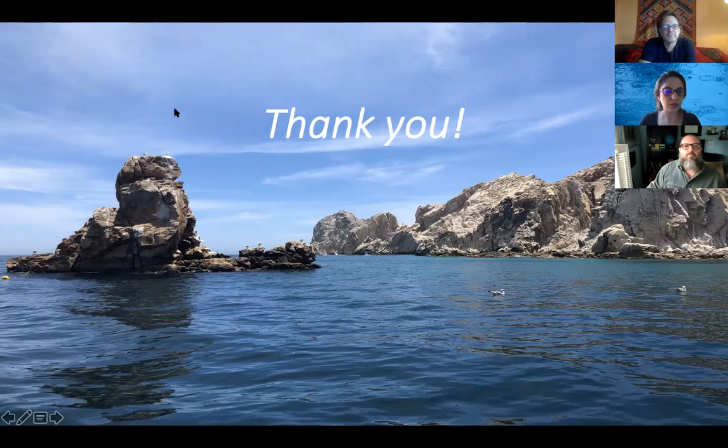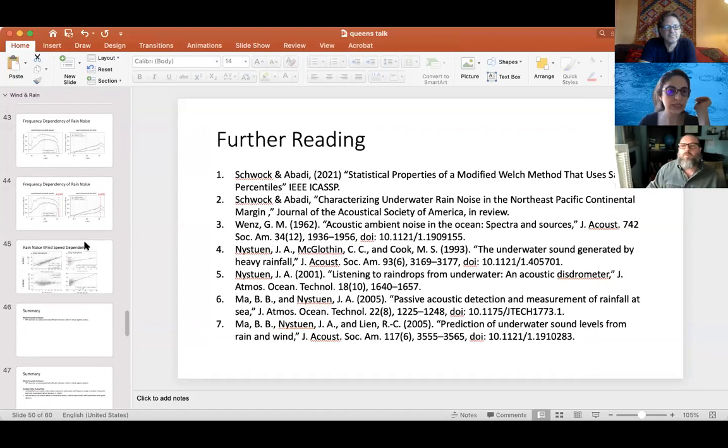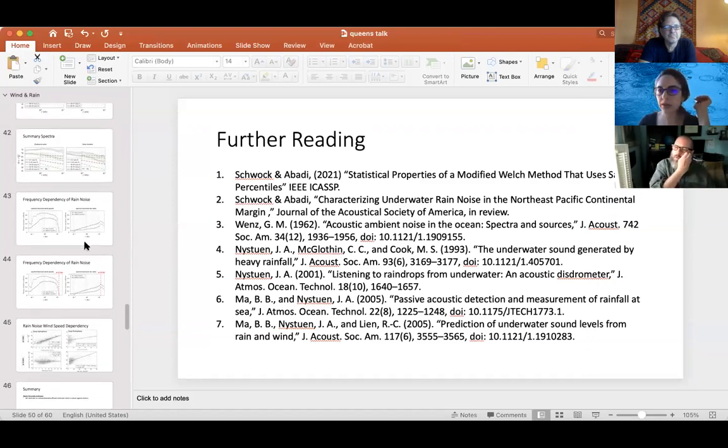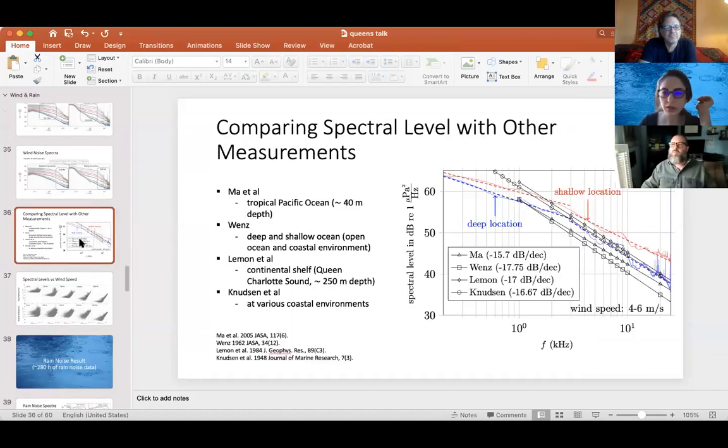Let's do that. Was it in the rain data or the wind? Wind, I believe. Wind data. It was towards the beginning, I believe.